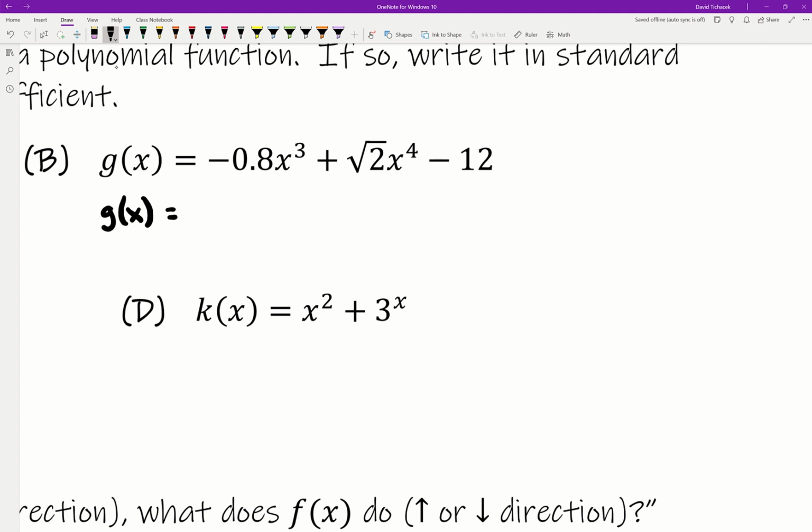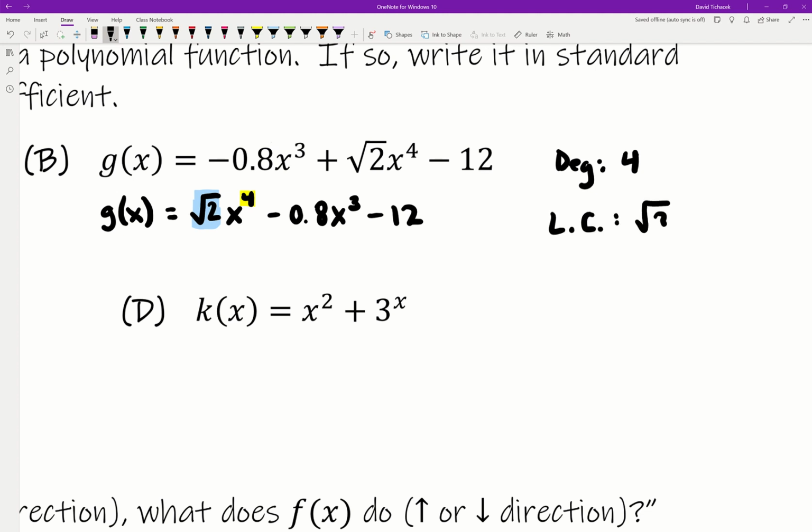So I'm going to pick up here with a positive square root of 2 x to the fourth, and then after that we'll pick up with our minus 0.8 x to the third, and then we'll pick up with our constant term of minus 12. So there's your standard form there. Of course, now that it's in standard form, we can look at that leading term and notice that its exponent is 4, and the number in front of it is the square root of 2. So the degree here is going to be 4, and the leading coefficient here is going to be the square root of 2.